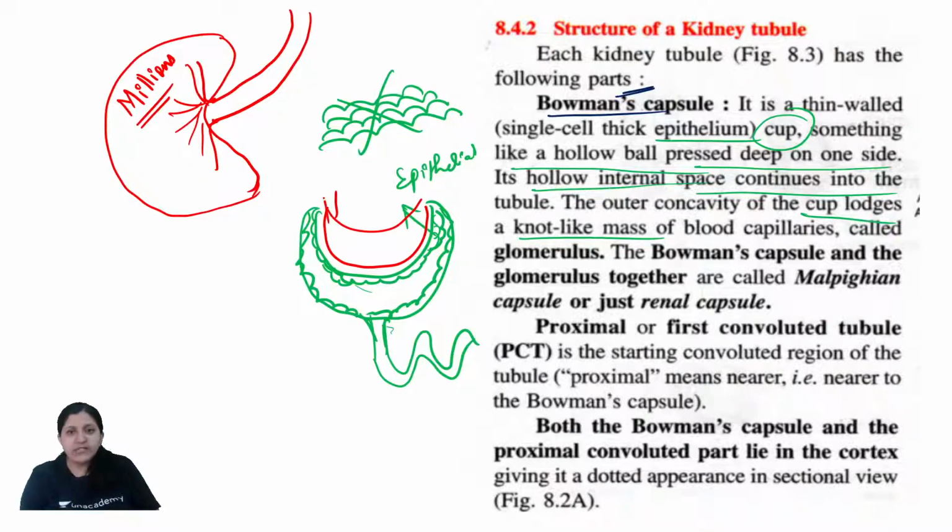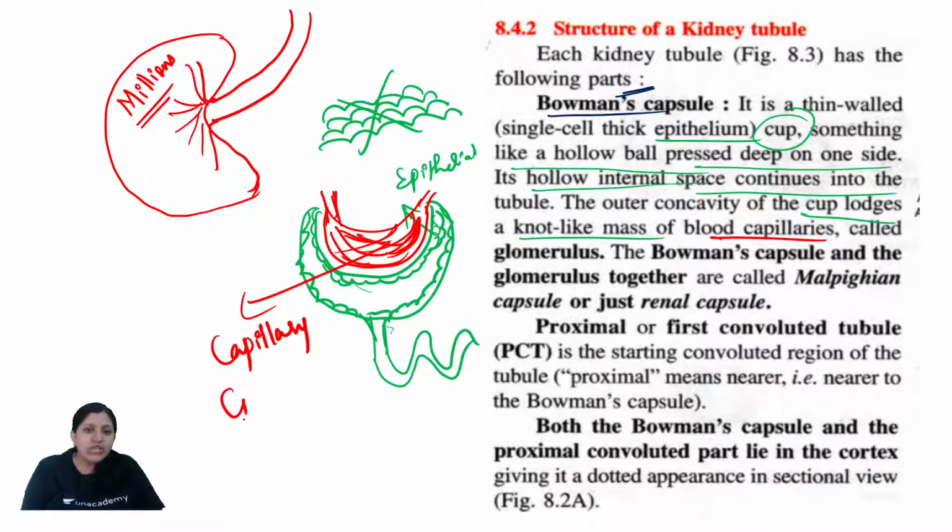This is basically because of the afferent arteriole and the efferent arteriole, which are leaving, so further division of capillary will occur. It is like a knot-like mass you can find, which is mainly capillary. So this is actually a blood capillary itself, which we call a glomerulus. So this is called a glomerulus now.